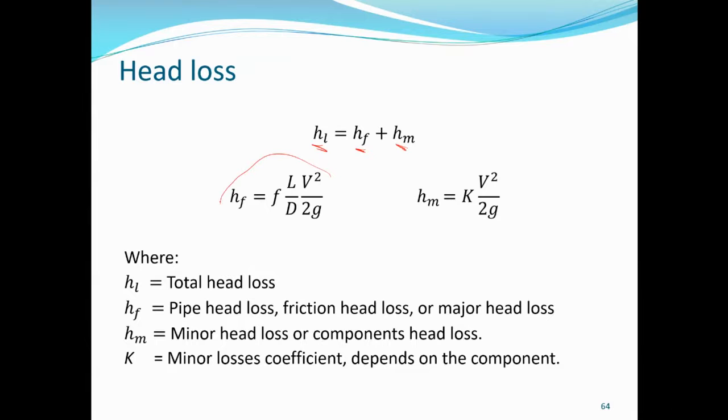This is the frictional head loss by the Darcy-Weisbach equation, and this is the general form of the minor head loss, which is the minor head loss due to components, valves, bends, and all that. And this is a coefficient, the minor loss coefficient, which depends on the component. The minor loss is simply proportional to the velocity head.